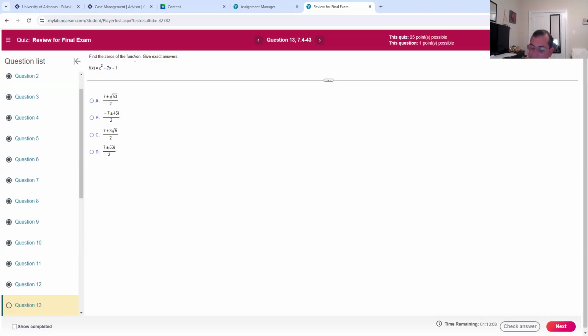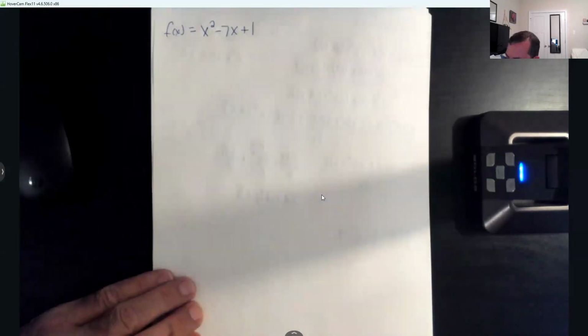Uh-oh, y'all, we got to find the zeros. All right, so let me write this down. f of x equals x squared minus 7x plus 1. Well, y'all, this one, if you look at them answers, the only way you're doing this one is with the quadratic formula.